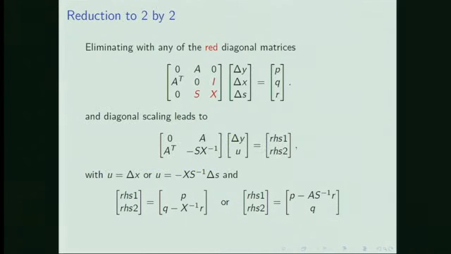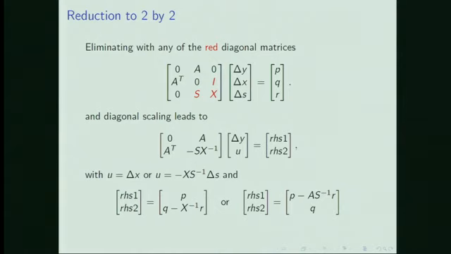So when we look again at this standard system for interior point methods, we see that it contains three diagonal matrices: the identity, the diagonal matrix X, and the diagonal matrix S. The natural thing is to eliminate either the variable delta X or delta S using this diagonal structure that is essentially for free. Any of those three options, when you do the elimination and some rescaling, you end up either with this system or with this system here, and either this right-hand side or this right-hand side.